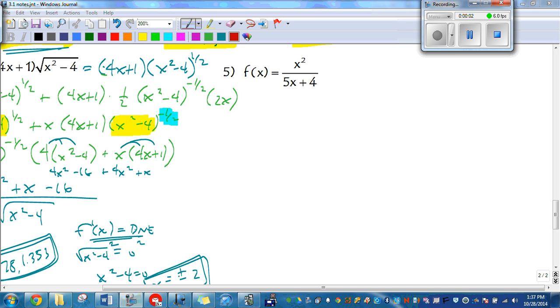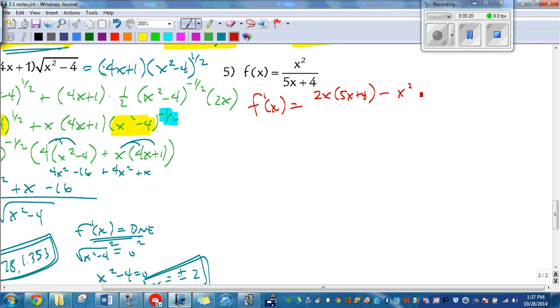All right, let's find the critical values for number 5. So first we need to figure out the derivative. I'm going to go ahead and use the quotient rule for this one. So the derivative f'(x) is the derivative of the top, 2x, times the bottom, minus the regular top times the derivative of the bottom, which is 5, all over the denominator squared.